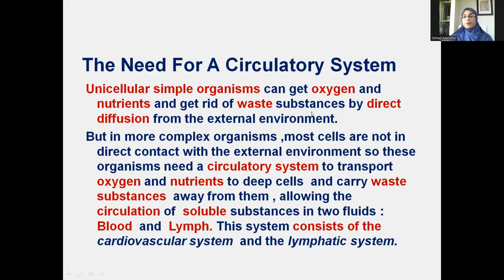Another important question here is, why do higher complex organisms like human beings require a circulatory system more than simpler organisms? Because when simpler organisms require oxygen, they are made of a very small number of cells. For example, if they are unicellular or simple multicellular, then they can take oxygen from their environment by simple diffusion. And similarly, they can get rid of carbon dioxide by simple diffusion.